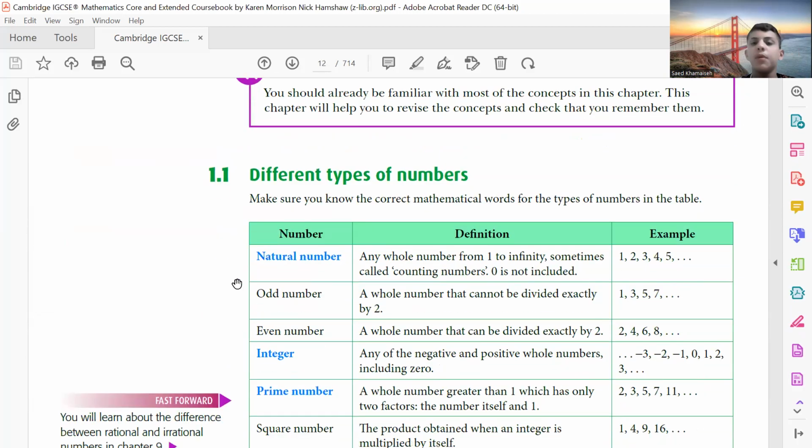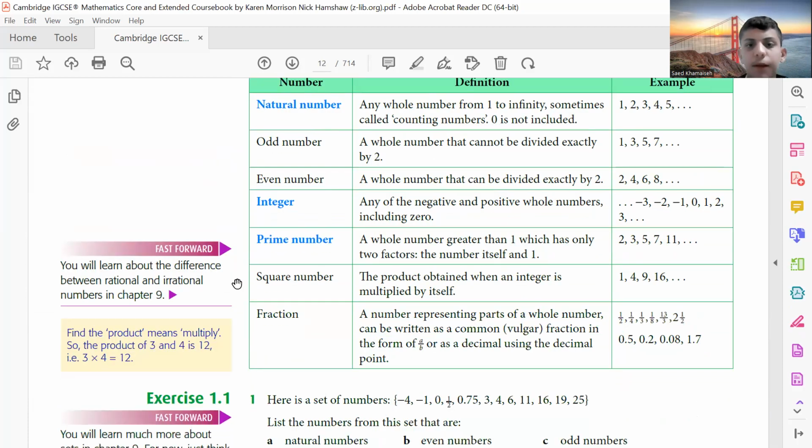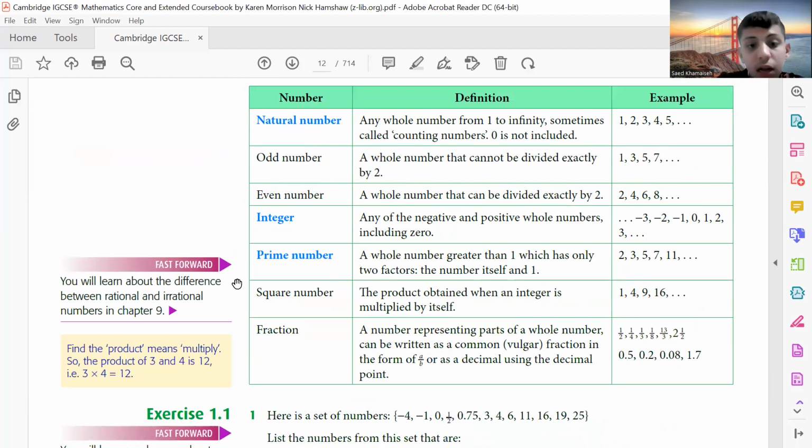You should already be familiar with most of the concepts in this chapter. This chapter will help you to review the concepts and remember them. Firstly, here we need a whiteboard. Why? I'll tell you now. One minute. But first, let us see why we need a whiteboard. And first, let us read, let's understand, let's know everything.